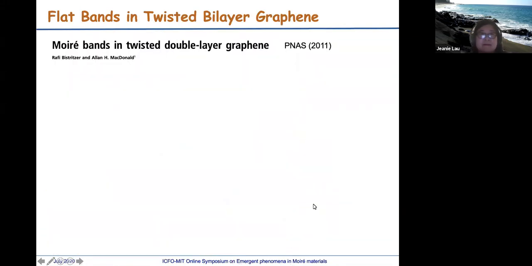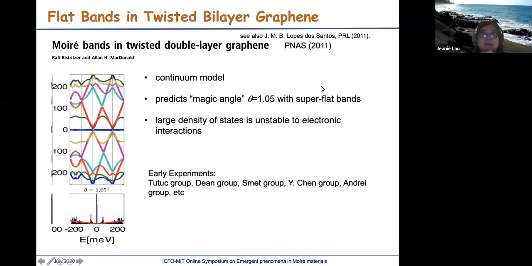So on the theoretical front, the seminal work is a paper from MacDonald's group and also several other groups, which actually goes back 9 years ago. They predicted a moiré band in twisted bilayer graphene, with a magic angle of 1.5 degrees and very flat bands. I should point out there are actually quite a few experiments in this area, some even before this theoretical paper came out.